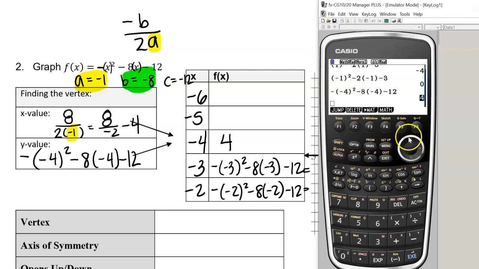If you put this in your calculator, you can also re-enter it. Oops, sorry. There should be a way that you can go back and just re-enter it so that you're just replacing the value. But we will type it out for right now.